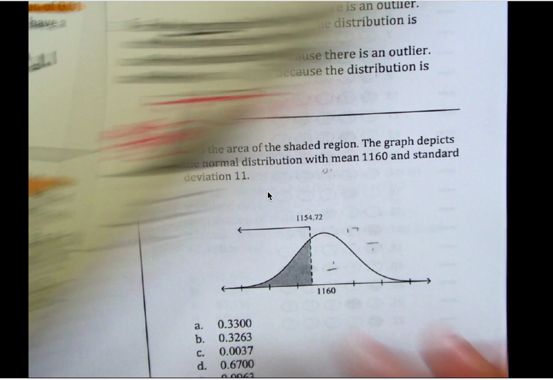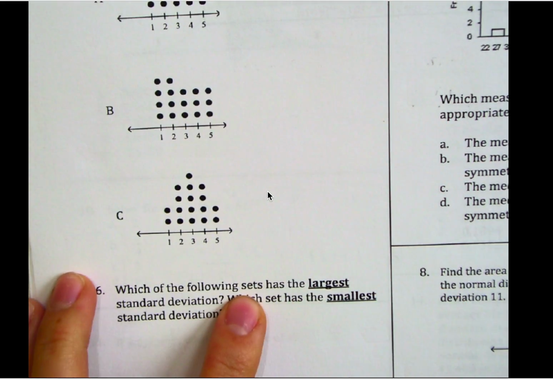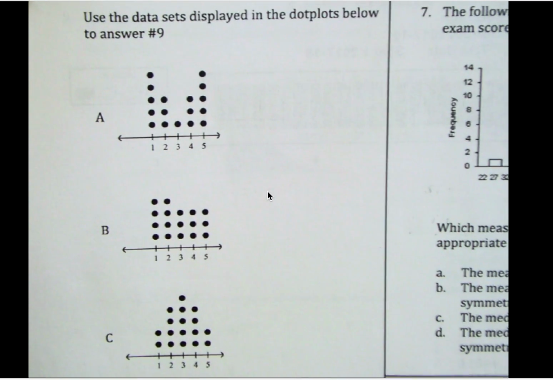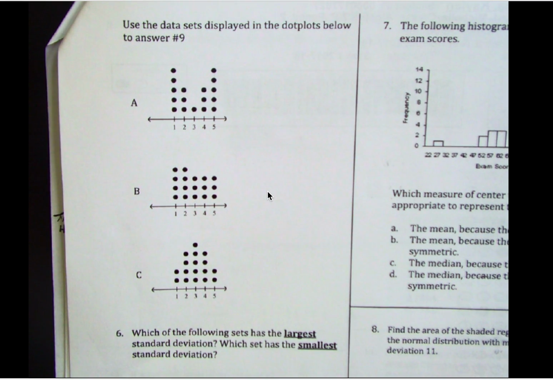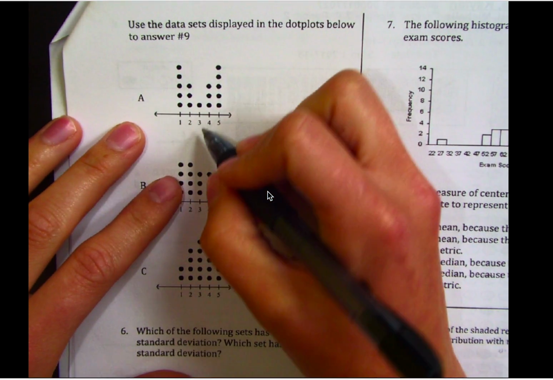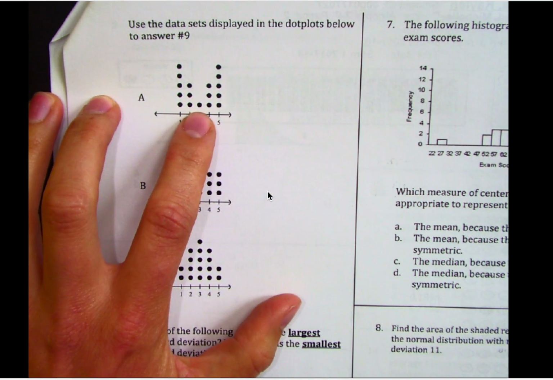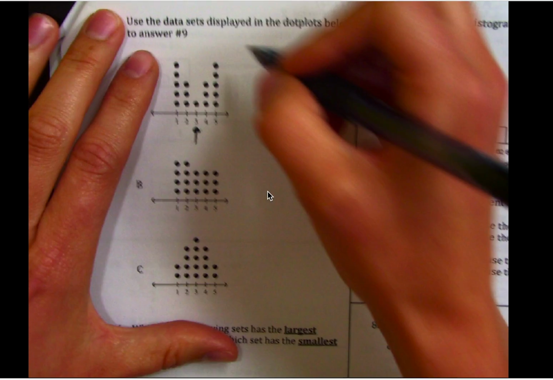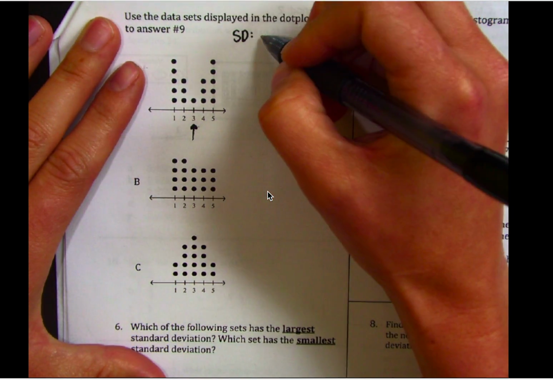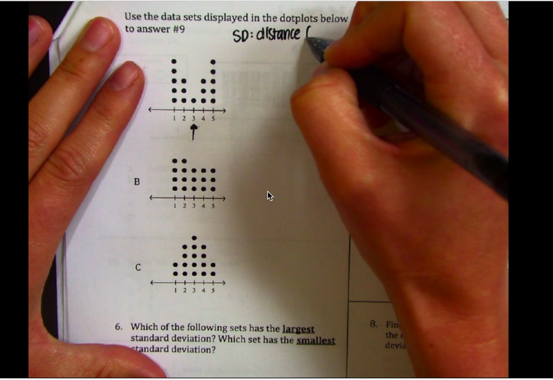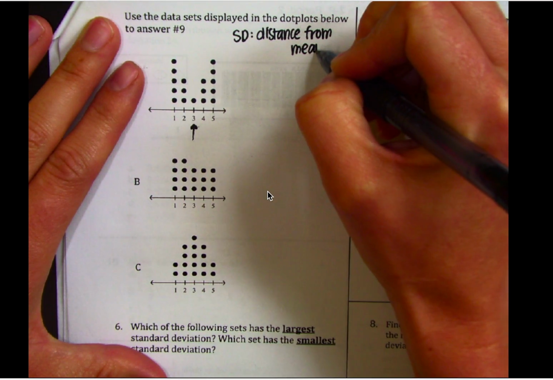Okay, number 6, we are going to talk about looking at these sets of dot plots and figuring out which set has the largest standard deviation and which set has the smallest. So when we are looking at dot plots, we need to remember that when we're looking for the mean, we kind of look at the middle. So in part A, right here at number 3, that would be our mean, okay? So when we talk about standard deviation, it means the distance from the mean, okay? So our distance from the mean.